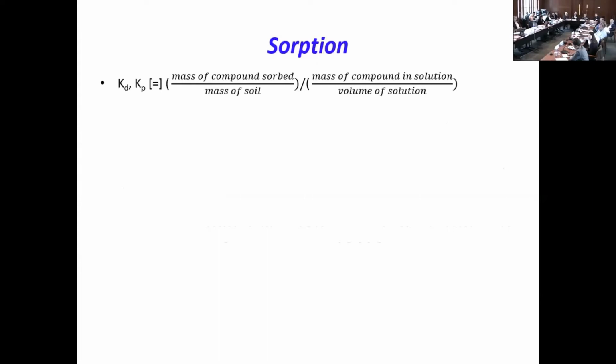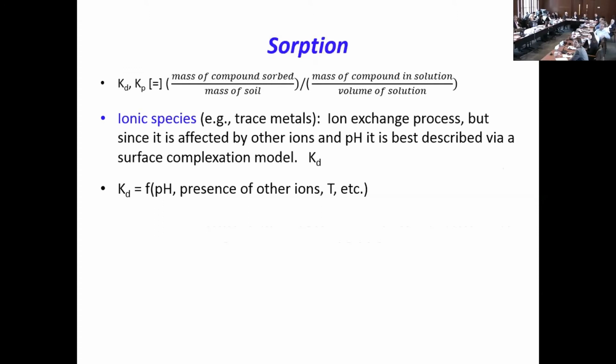Very simply, we can describe sorption as the mass of the compound sorbed over the mass of soil, divided by the mass of the compound in solution divided by its concentration in solution. When we talk about ionic species, this sorption is a function of the pH and the presence of other compounds. It's rather complex, and we usually describe it by a complexation model, a surface complexation model.